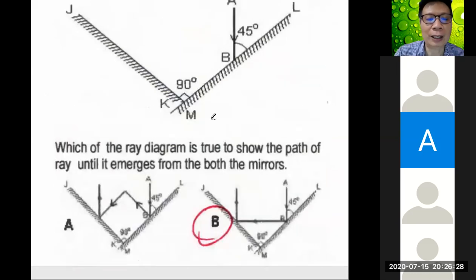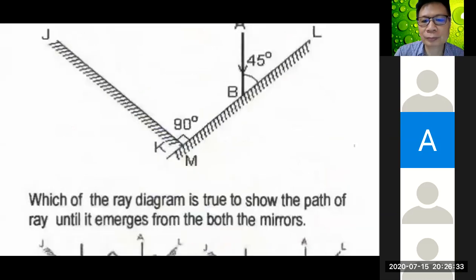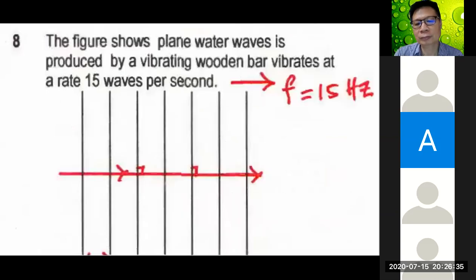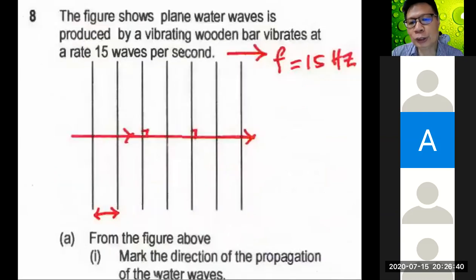Now number 8. Look at the question, study the question carefully. Figure shows plane water waves produced by a vibrating wooden bar at the rate of 15 waves per second. When you see the words 15 waves per second, anything per second means frequency. So the frequency is 15 hertz, because 15 waves in 1 second.